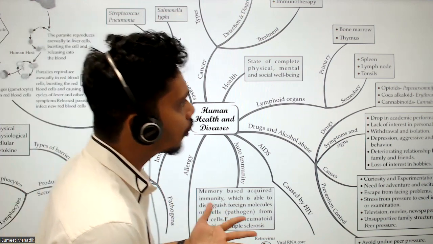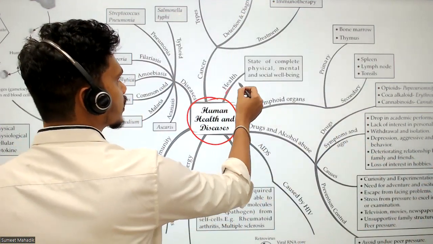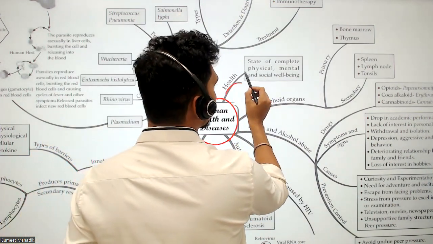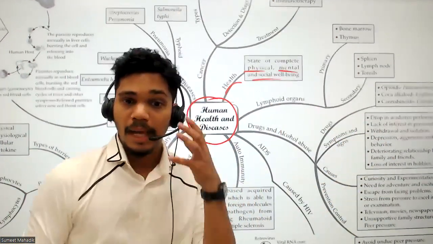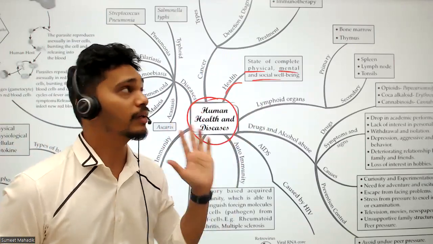When you talk about human health and disease, first, health. What is health? A state of complete physical, mental and social well-being. That is the first definition of health: a state of complete physical, mental, and social well-being.